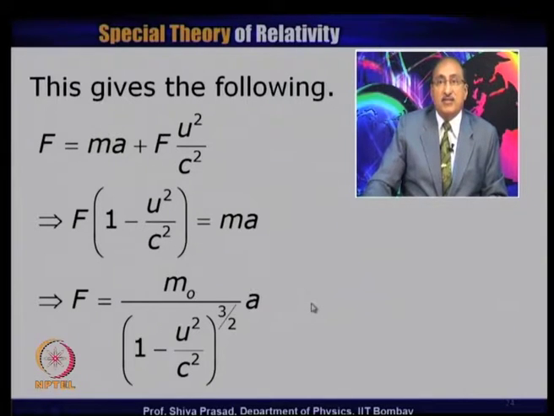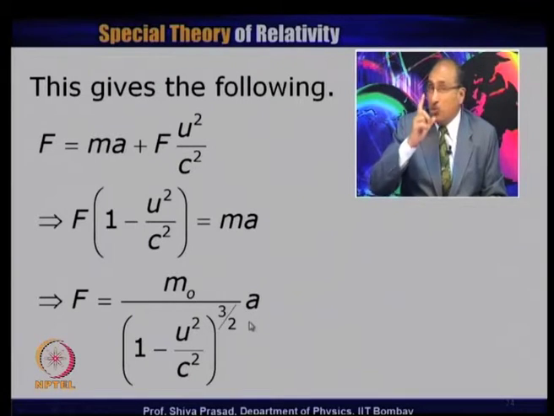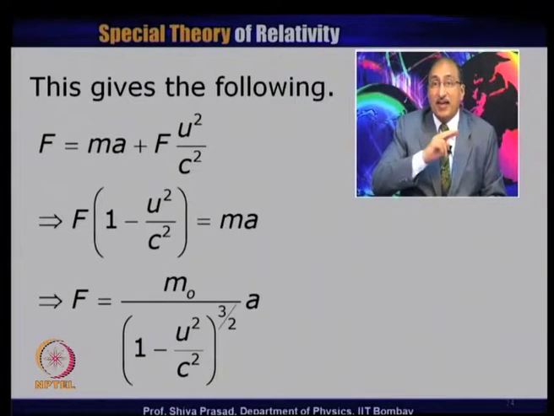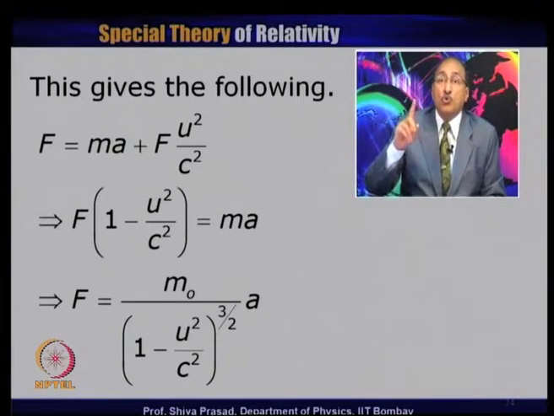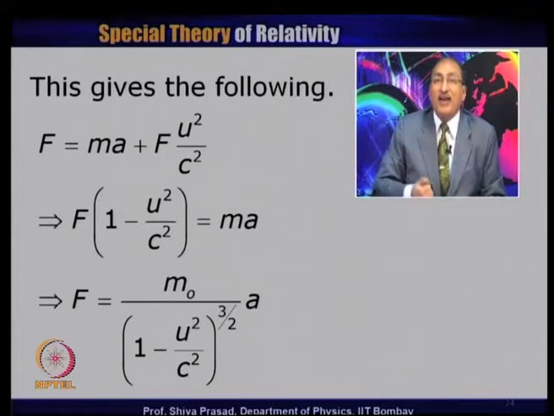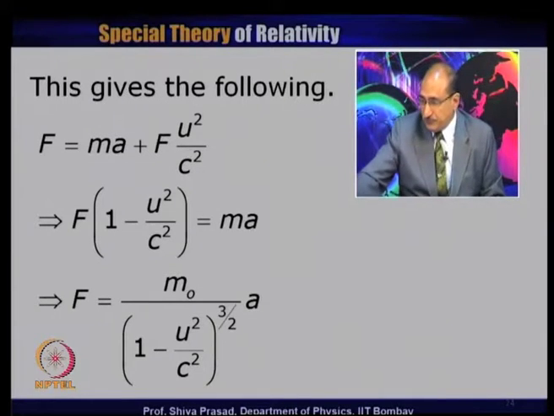Very interesting result, because it says that in this particular case force is related to acceleration, force is in the same direction as acceleration, but the way mass will behave will be m naught divided by 1 minus u square by c square to the power 3 by 2. It is gamma u cube. While in the case of transverse motion, I mean when the force was perpendicular to u, it was just gamma u, but in the case of one dimensional motion, it is gamma u cube. So, this is generally called a longitudinal mass.